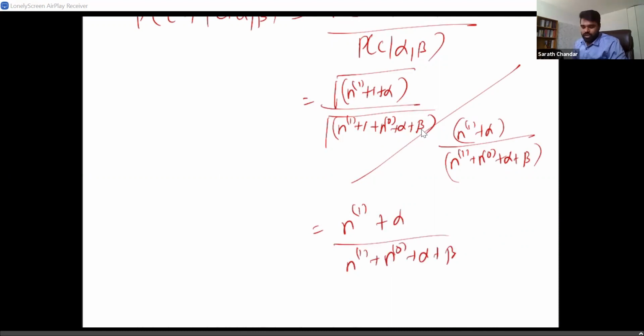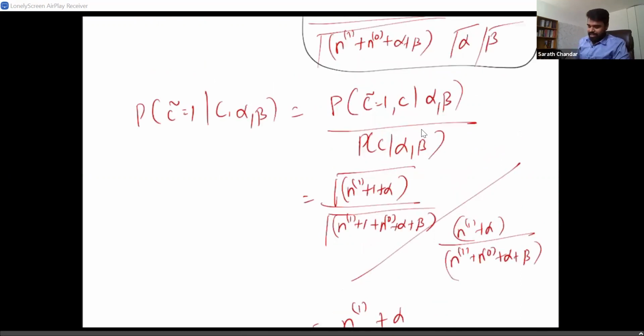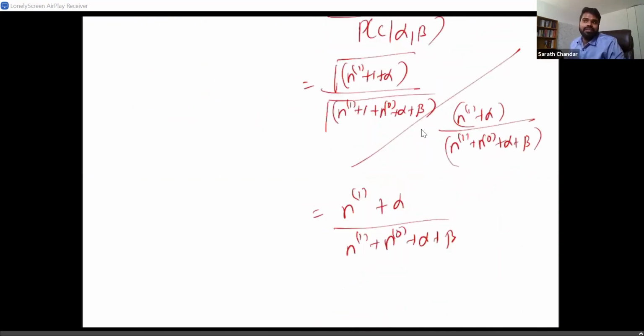Okay, so now you can see that as you give me more data, I can integrate the data into this equation and make the next prediction. Is that clear?